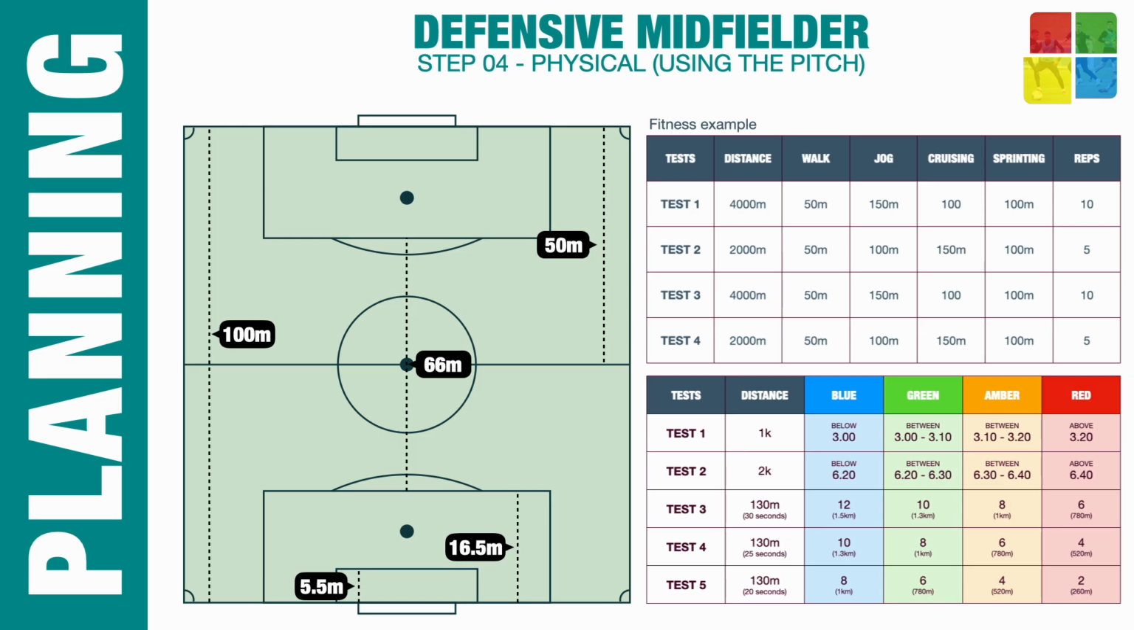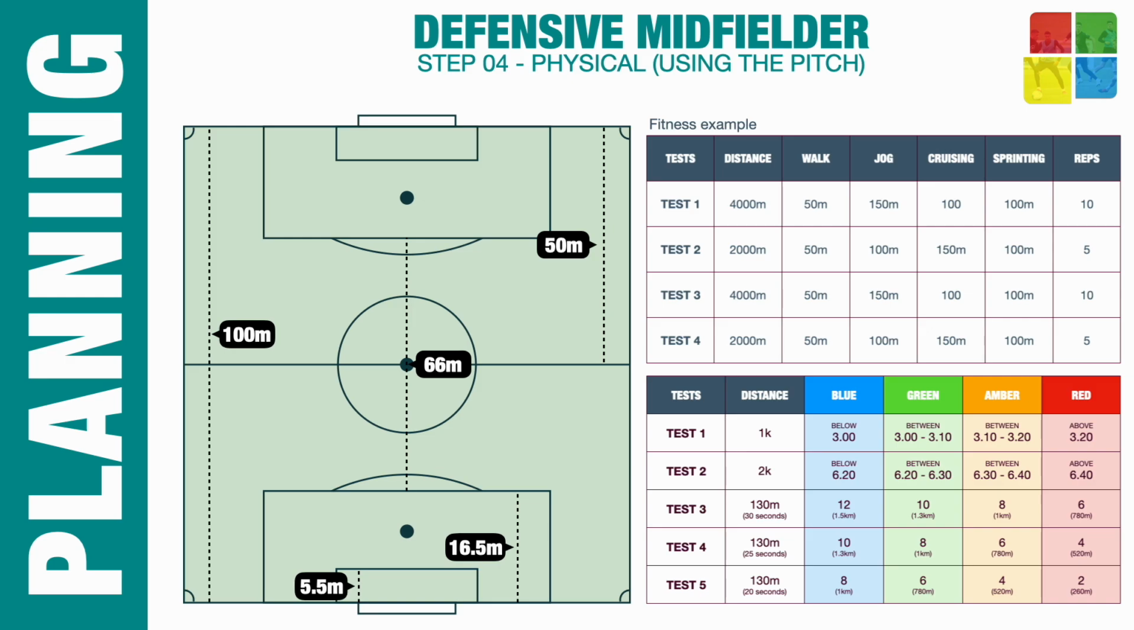Now, looking at the top table, we have 4 tests focused on different speeds, along with some changes of direction. For example, in test 1, you'll aim to cover 4,000 metres. Starting from the goal line, you'll walk 50 metres, that's half a pitch. You'll jog 150 metres, cruise for 100 metres, which is a 3/4 pace, and then sprint 100 metres. You repeat this 10 times, completing 4,000 metres, which is a quarter of the distance you'd cover in a game.